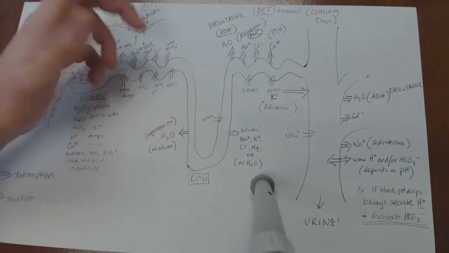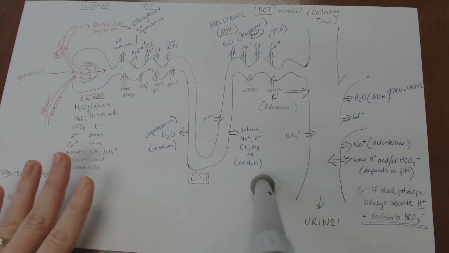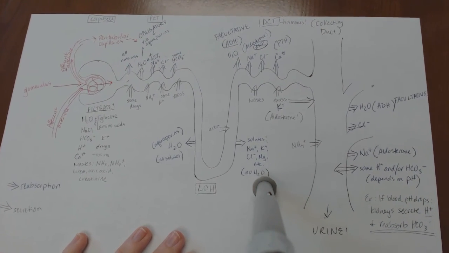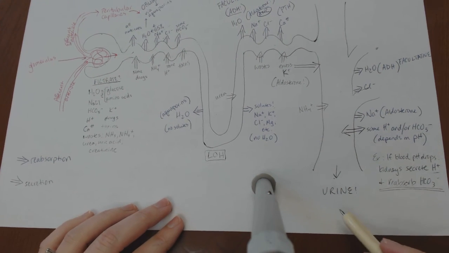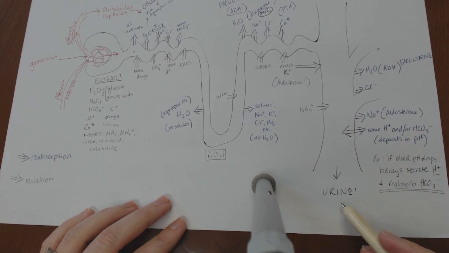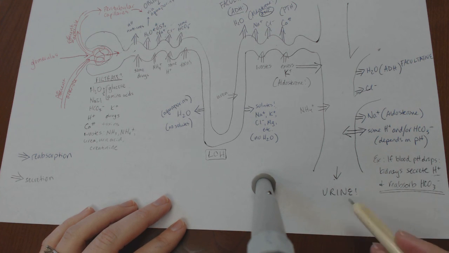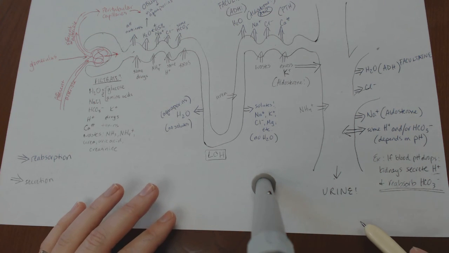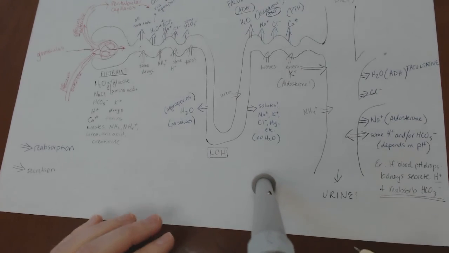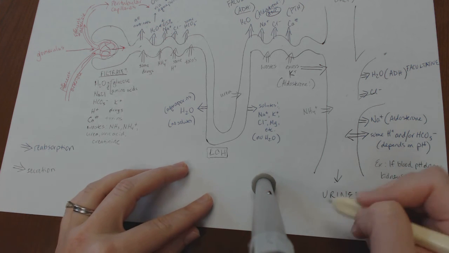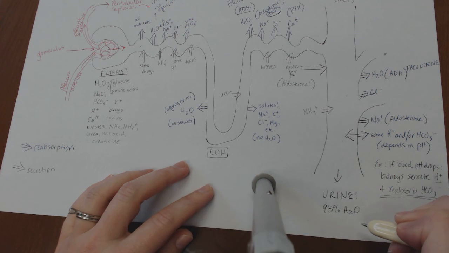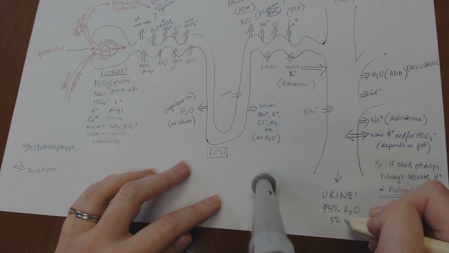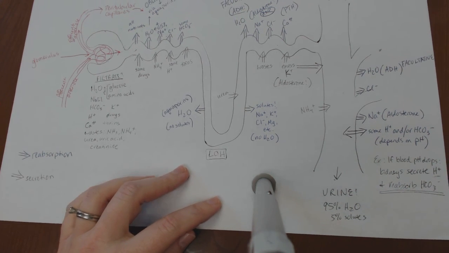Okay, and so that is the summary of the nephron function of making urine. By the time you get to the urine, we're ready to have it get out of the kidney and down into the ureter and be stored in the bladder until we release it through the urethra into the toilet. By the time this is all said and done, the urine is about 95% water and about 5% solutes, like urea and things like that.